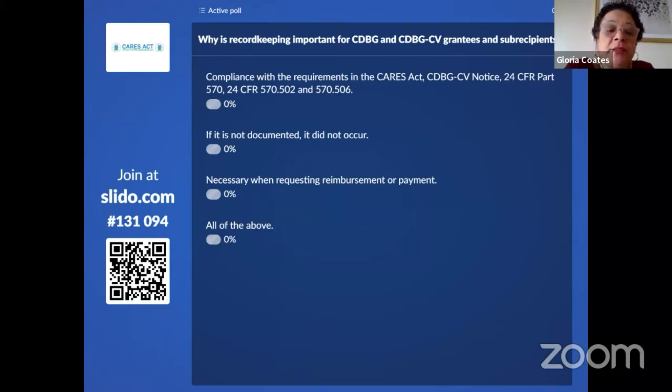Record keeping question. Now I know we just talked about it, so I would like to get your feedback. Why is record keeping important for CDBG and CV grantees and their subrecipients?